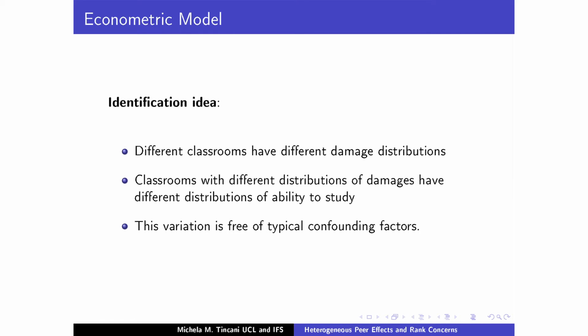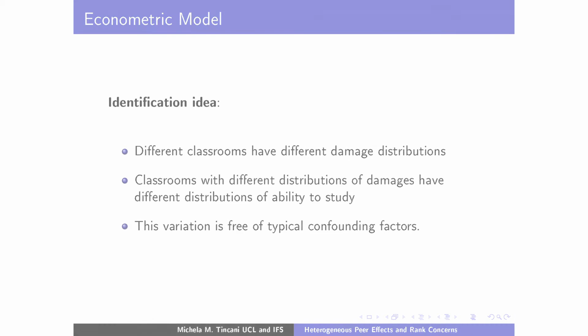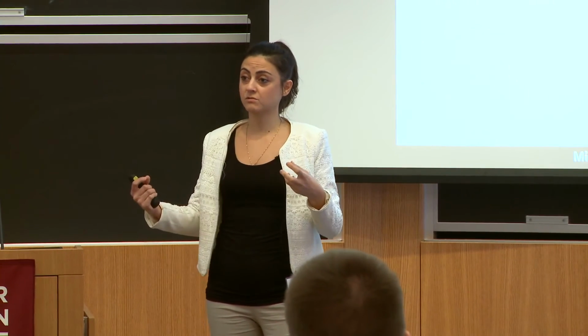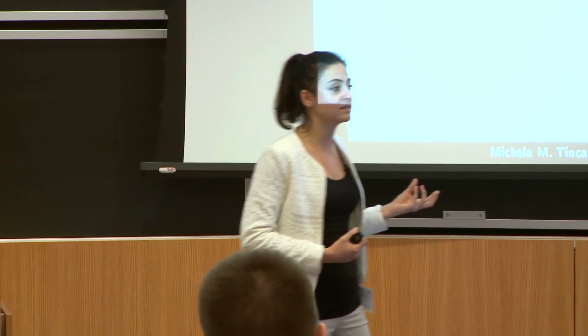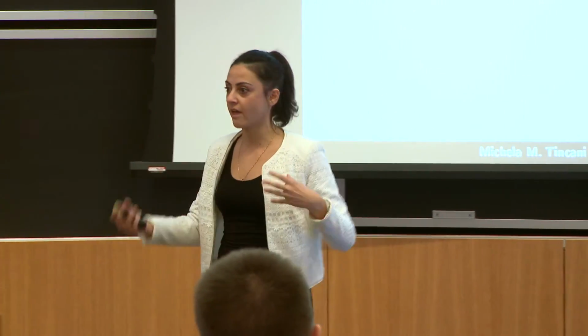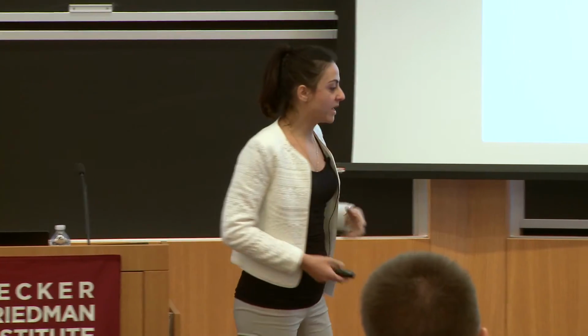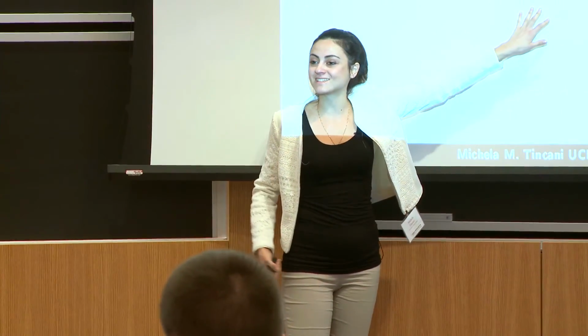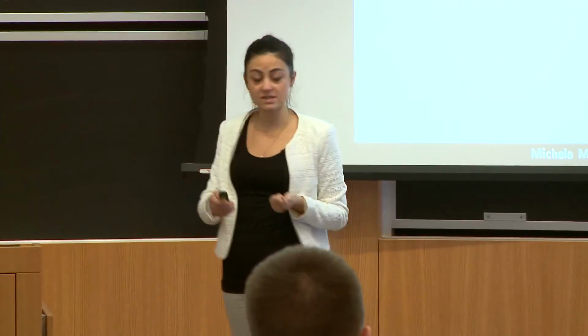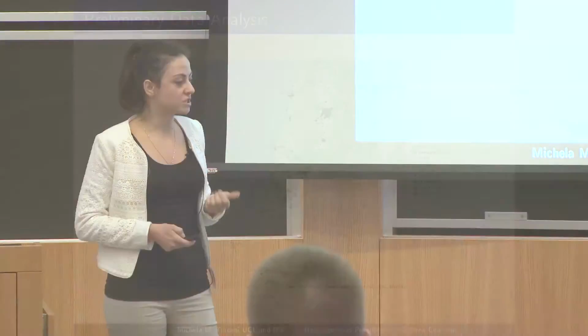And crucially, if I look at classrooms with different distributions of damages, this variation is free of the typical confounding factors that you would encounter if you compare classrooms that have different distributions in any other component of ability. So if we look at classrooms that have different distributions in initial test scores or parental education, we know that that variation carries a lot of confounding factors. But I'll try to convince you that that's not the case when you look at classrooms with different distributions of damages.